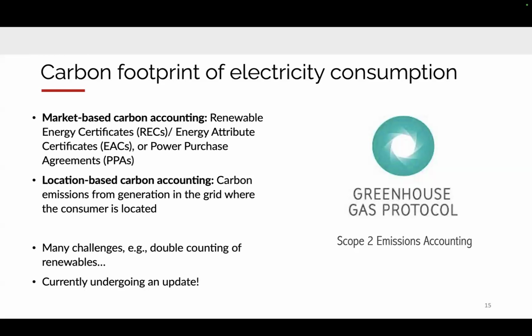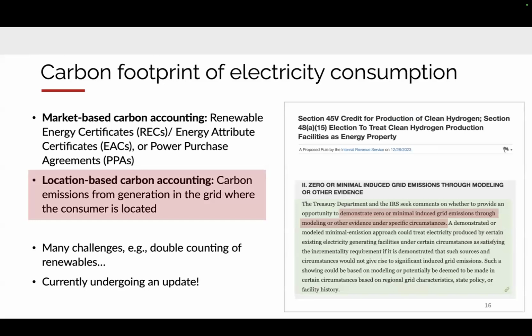Okay, good. So what I will be focusing on is this question of location-based carbon accounting. This is partially because I think there's a lot of scope for understanding that better. That's where we can contribute, maybe, as more technical grid people. And I will also just highlight that in these regulations that are being laid out on clean hydrogen production, there have been explicit questions about how we demonstrate zero or minimal induced grid emissions through modeling or other evidence, and are there ways in which we can do that, and if so, how should that be done?